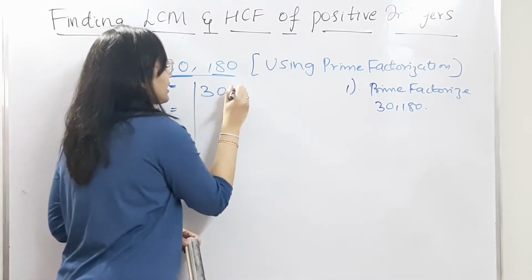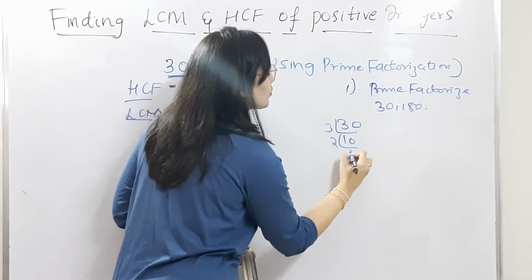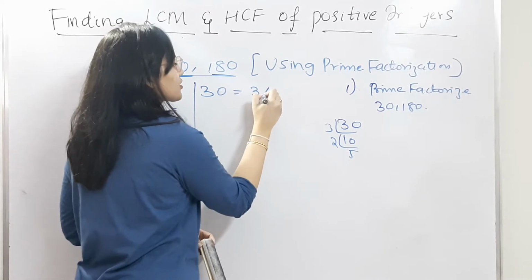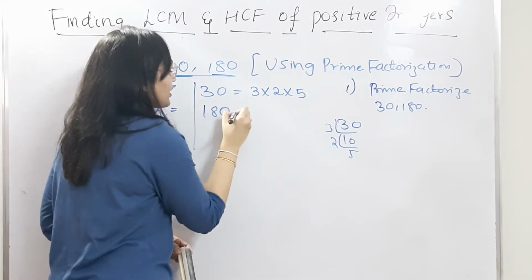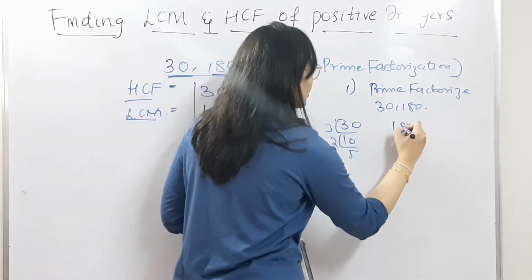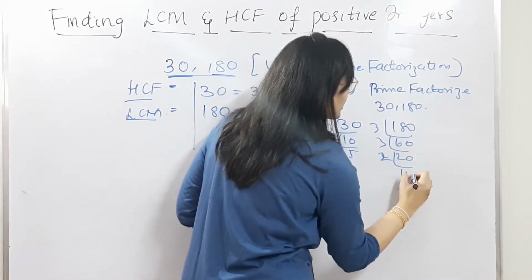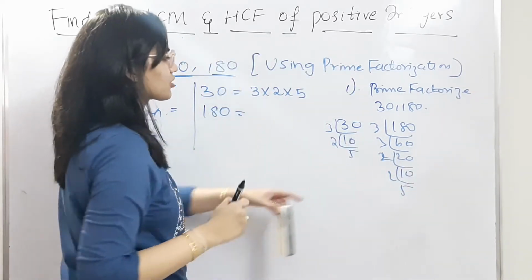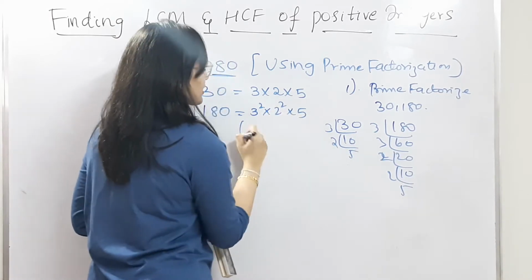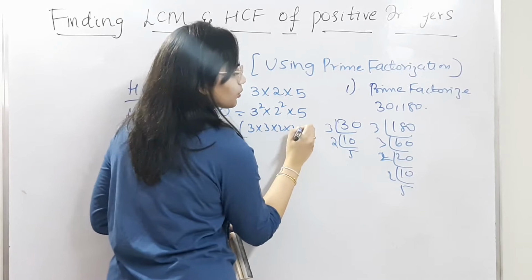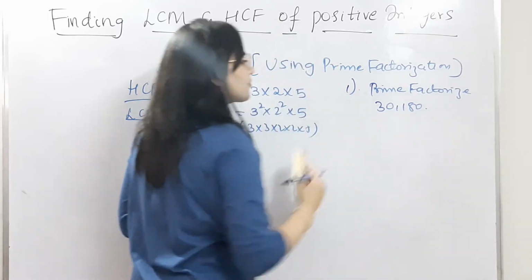So 30 is equal to, how do you prime factorize? 30 is 3 tens are 2 5s are. Right. So what are the prime factors of 30? 3 into 2 into 5? Yes. Now 180. How do you prime factorize 180? 180 is 3 60s are, 3 20s are, 2 10s are, 2 5s are. So what are the prime factors of 180 here? 3 square into 2 square into 5. That is nothing but 3 into 3 into 2 into 2 into 5. Right. So what we have done is we have first prime factorized these 2 numbers.